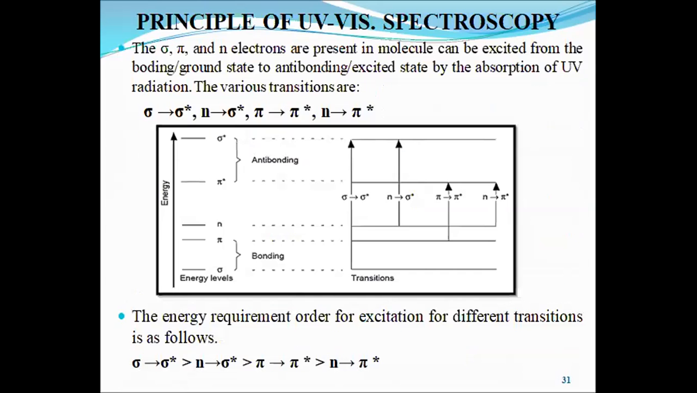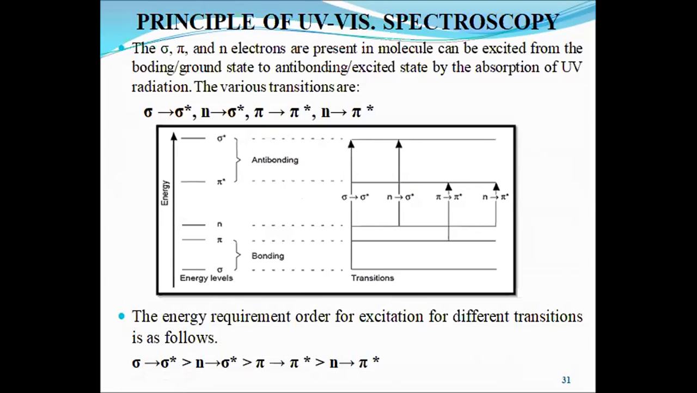The same is represented here. This is the lower energy level, that is the bonding state, and this is the anti-bonding state. The absorption of radiant energy, or ultraviolet or visible radiation, by an organic compound in the UV and visible region takes place because of the excitation of these electrons from the bonding to the anti-bonding orbital. The bonding orbital is also called the ground state, whereas the antibonding orbital is also called the excited state.